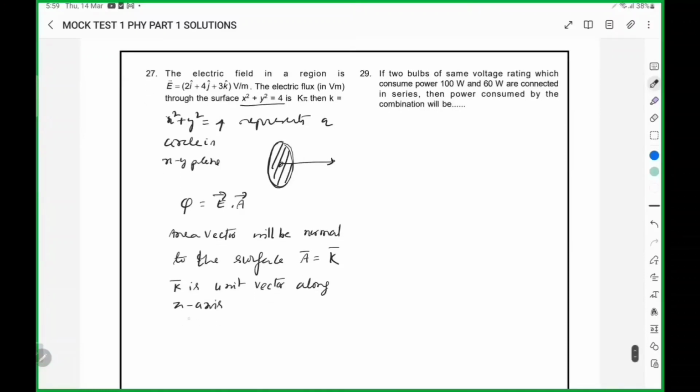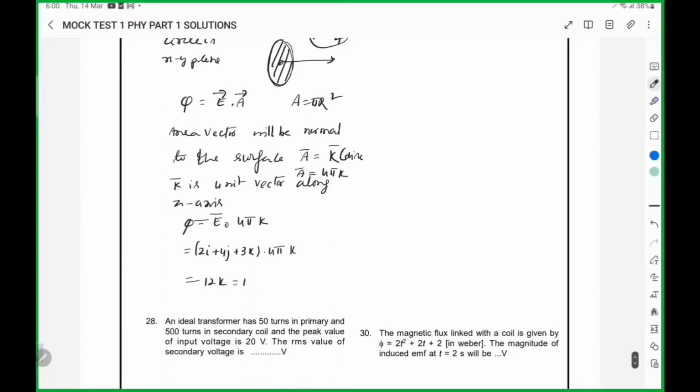So now phi is equal to E dot A, but here the magnitude of this will be pi r square, the area. It's only the direction point of view. Area is pi r square, where r square is 4 units. So 4 pi k. E dot 4 pi k, which is 2i plus 4j plus 3k dot 4 pi k, which is 12 pi. We are given it as 8 pi. Value of k is 12.